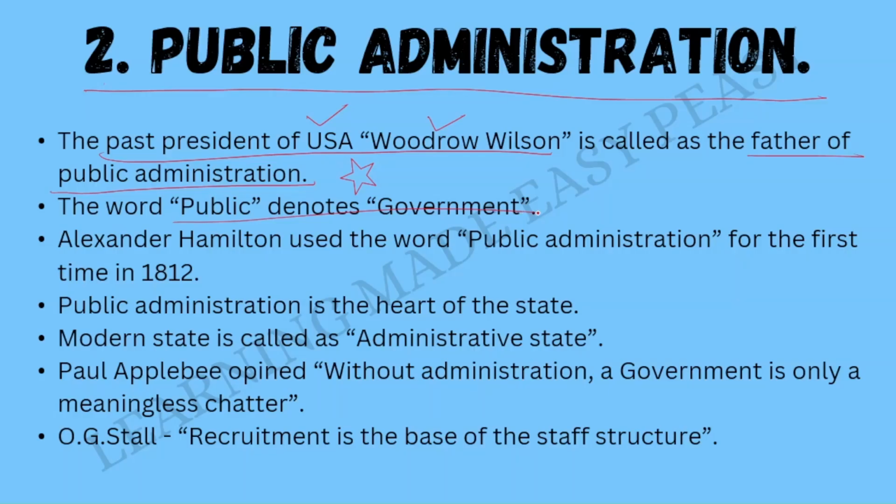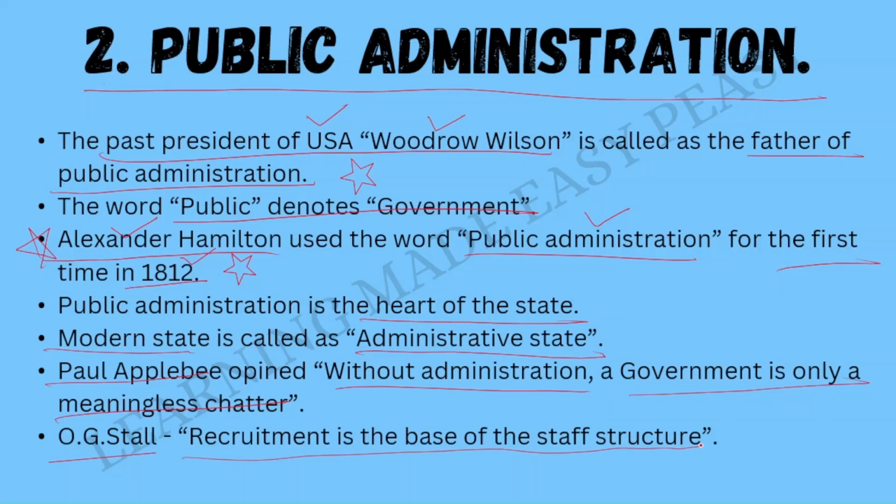The word public denotes government. Alexander Hamilton used the word public administration for the first time in 1812. This is again very, very important. Public administration, this word was used for the first time by Alexander Hamilton in 1812. Please remember this. Public administration is the heart of the state. Modern state is called the administrative state. Paul Appleby opined, without administration, a government is only a meaningless chatter. O.G. Stoll says that recruitment is the base of the staff structure.